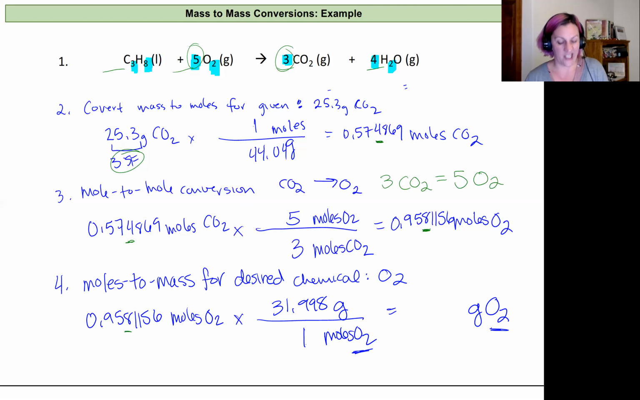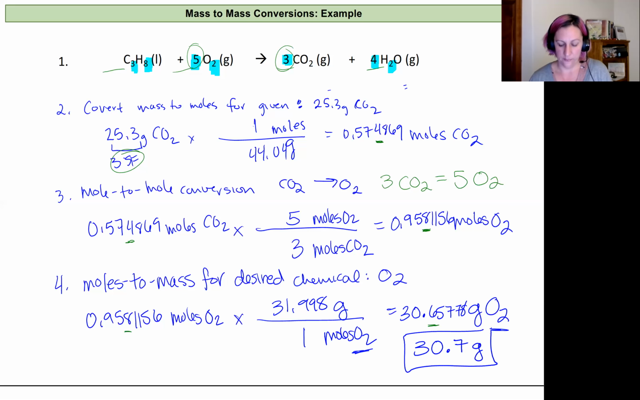So I can now just multiply this. And when I plug it into my calculator, I get a value that's 30.65778 grams. And again, I'm looking at 3 significant figures. And so this is going to be an answer of 30.7 grams. And that's the amount of oxygen that I'll produce.